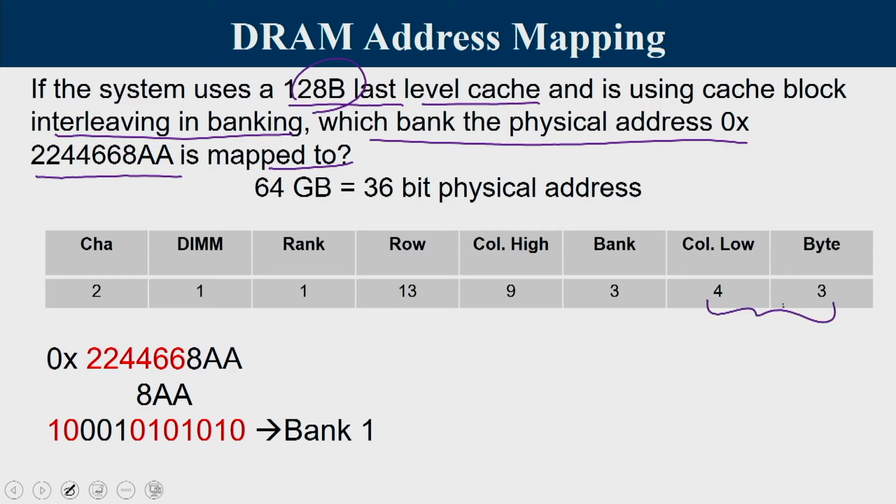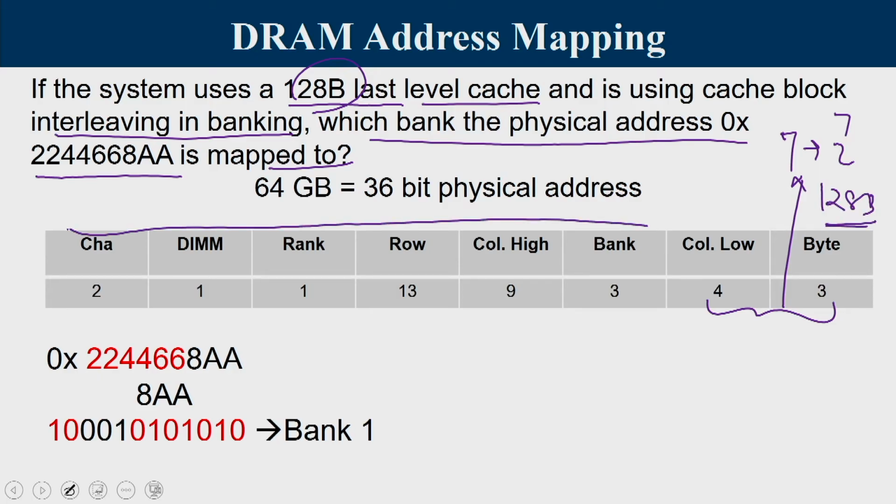So, this 4 plus 3 will give you 7 bits, that is 2 power 7. 128 bytes means you keep all the other address locations the same and vary the last 7 bits, that will give you the 128 bytes that are to be transferred from the DRAM to the last level cache. Since you have a total of 13 bits in the column, out of which only 4 bits are used here, your column bits get separated and the bank bits come in between your column bits.